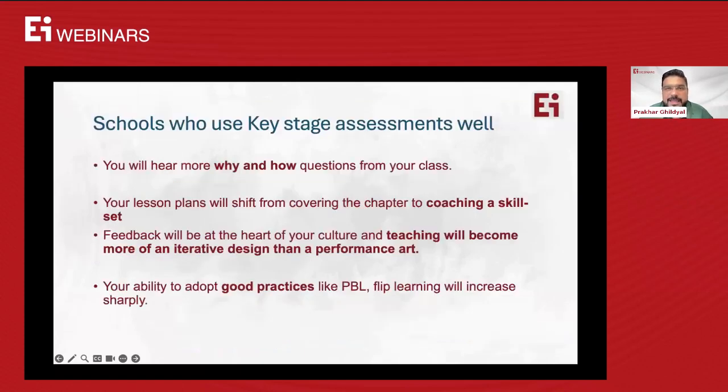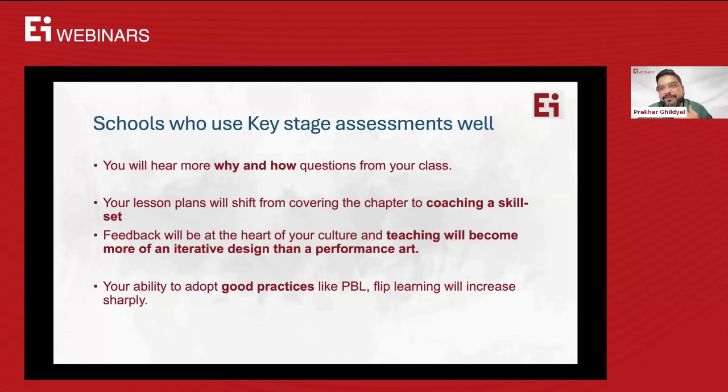Schools who have been using key stage assessment, Saloni, I've seen a few changes. And these are so vivid, so visible in front of you. That's the delight to watch. And it takes time, by the way. It usually takes almost 3 years for a school to catch up to this idea. It starts with a lot of resistance, everyone struggling: the school head, the teachers, the students, the parents, everyone who's part of the ecosystem. But slowly you'll see a lot of changes. Some of the changes are, you'll hear more why questions in class.